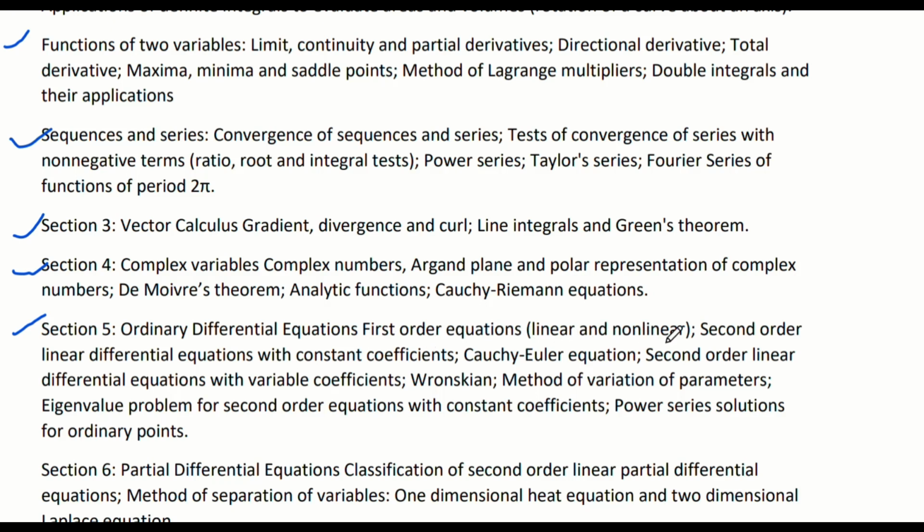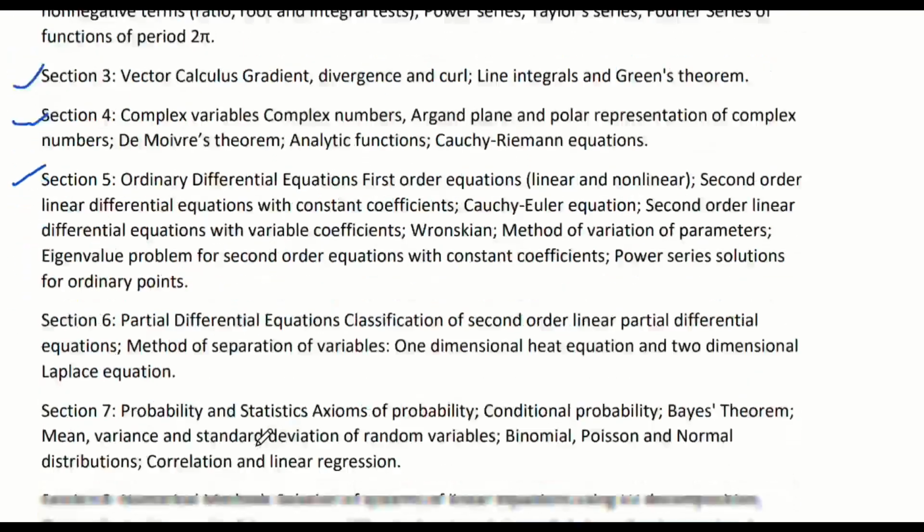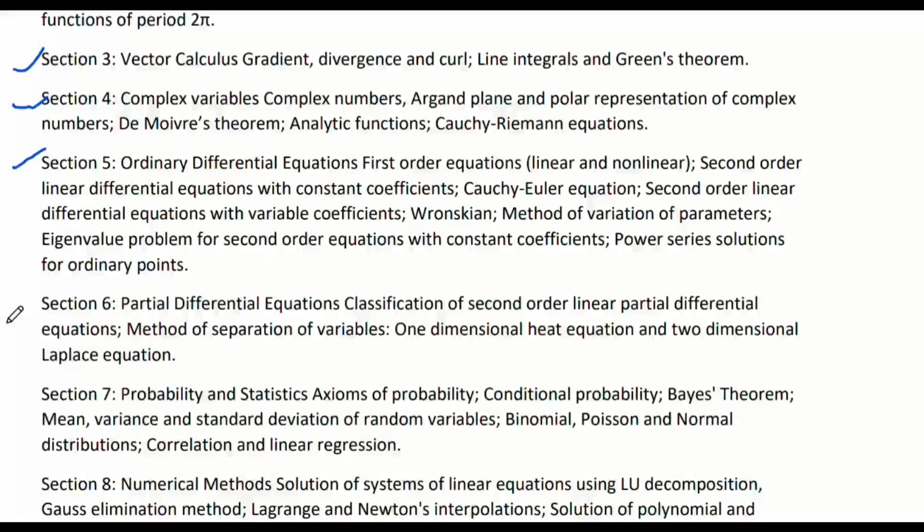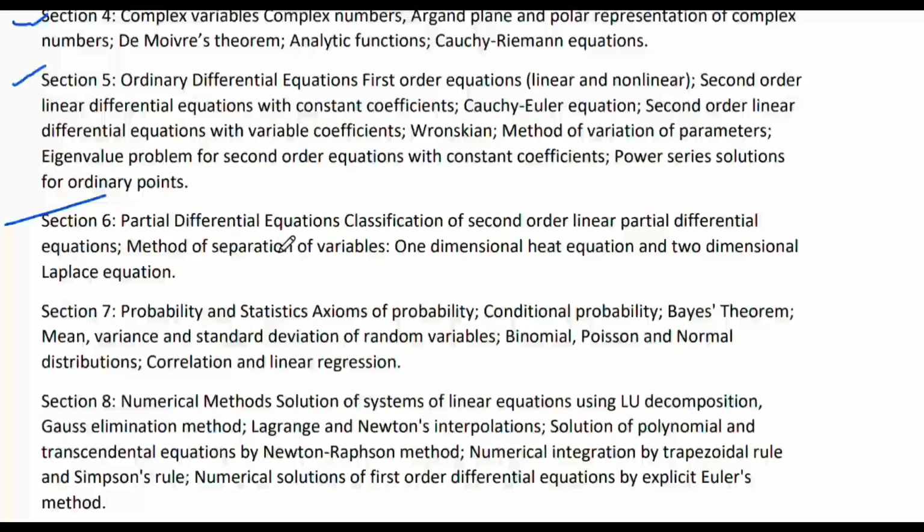First order equations, linear and nonlinear, second order linear differential equations with constant coefficients, Cauchy-Euler equation, second order linear differential equations with variable coefficients, Wronskian, method of variation of parameters, eigenvalue problem for second order equations with constant coefficients, power series solutions for ordinary points. Section 6, Partial differential equations. Classification of second order linear partial differential equations, method of separation of variables, one-dimensional heat equation and two-dimensional Laplace equation.